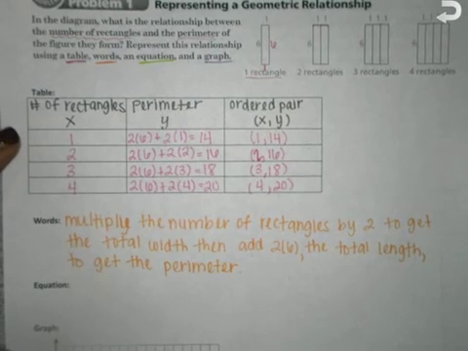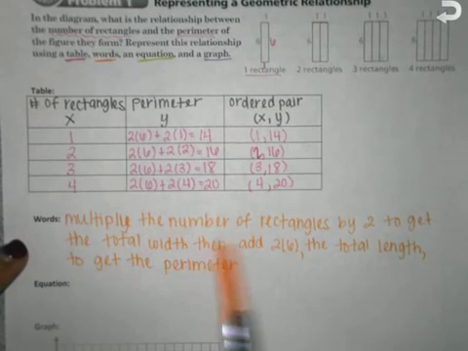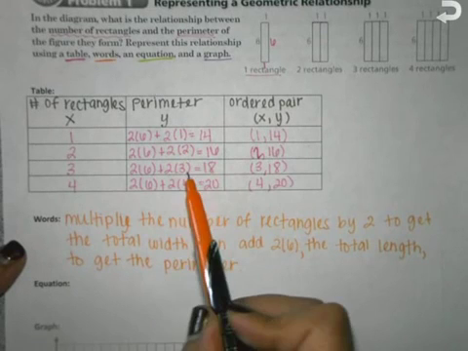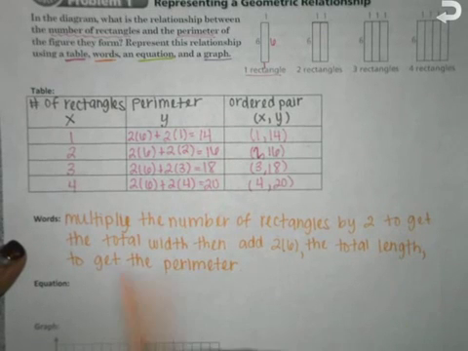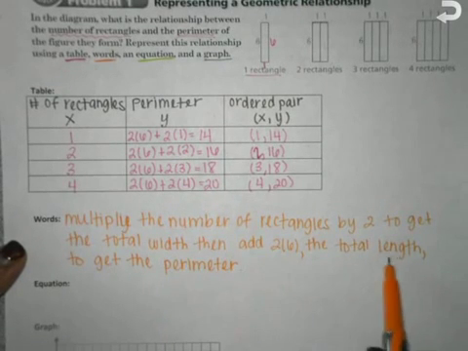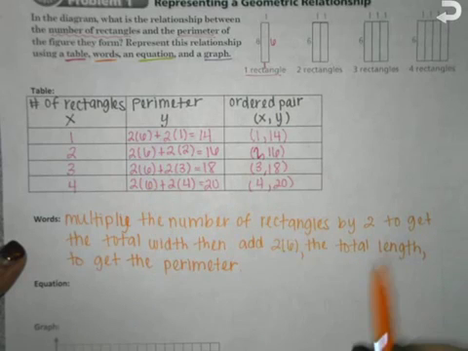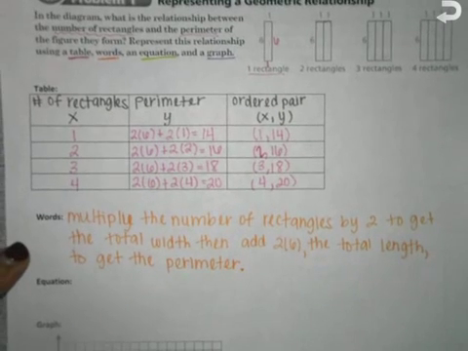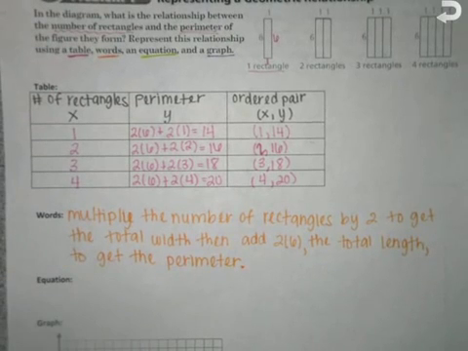Okay, so what we did was we multiplied the number of rectangles by 2. That's the 2 times 1, 2 times 2, 2 times 3, 2 times 4. And that was the total width. And then we added 2 times 6, this part, which was the total length. And all of that added together gave us the perimeter. Does that make sense? So in words, that's kind of what I'm looking for when I ask you to write it or explain it in words.